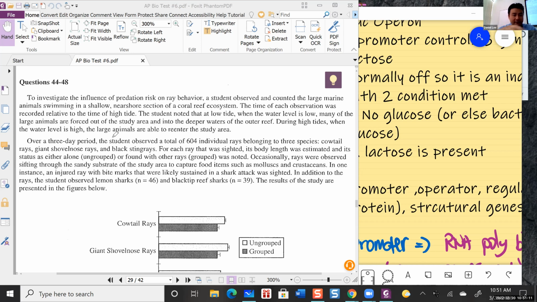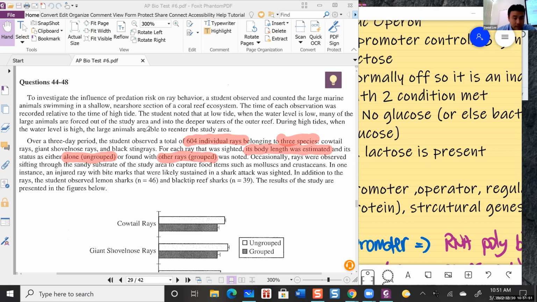So again, during low tide, very few animals, I guess. Yeah, high tide, more animals. So 604 individual rays of 3 species were observed. There's cow-tailed, giant, and black stingrays. So abbreviate them, guys. Cow-tail, giant, and black. So that's how I will be calling them. For each ray that was sighted, its body length was estimated. Okay, and the status as either alone. So alone means by itself, right? It's ungrouped, or found with others, with friends. Maybe they hang out together.